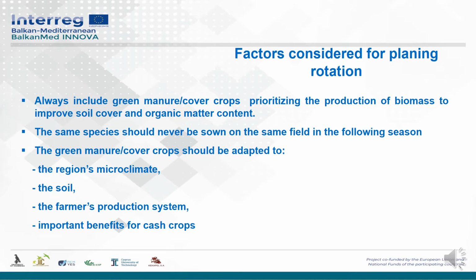You know that with climate change we have microclimates because of position, because of territory, I mean relief, if there are mountains, hills, and so on. So the green manure and cover crops should be adapted to the region's microclimate, to the soil characteristics, and we have spoken about the soil characteristics, the farmer's production system, and the benefits of cash crops.